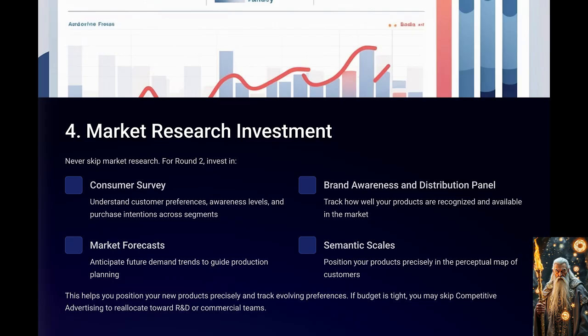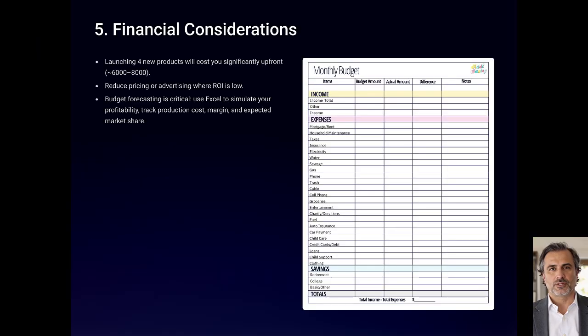If budget is tight, you may skip competitive advertising to reallocate toward R&D or commercial teams. Financial considerations. Launching 4 new products will cost you significantly upfront, $6,000 to $8,000. Reduce pricing or advertising where ROI is low. Budget forecasting is critical. Use Excel to simulate your profitability, track production cost, margin, and expected market share.